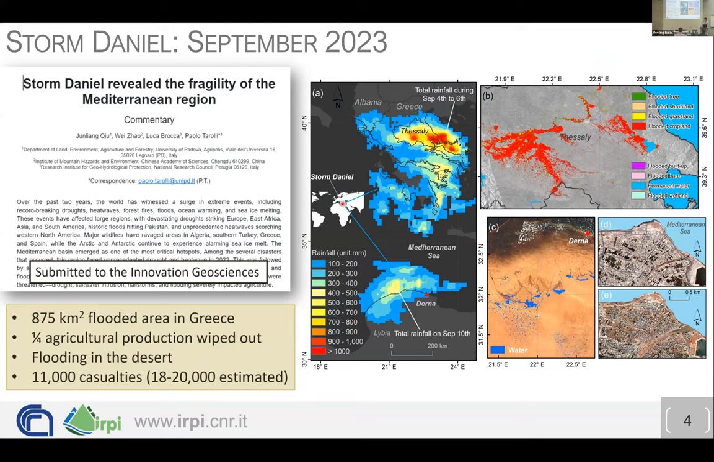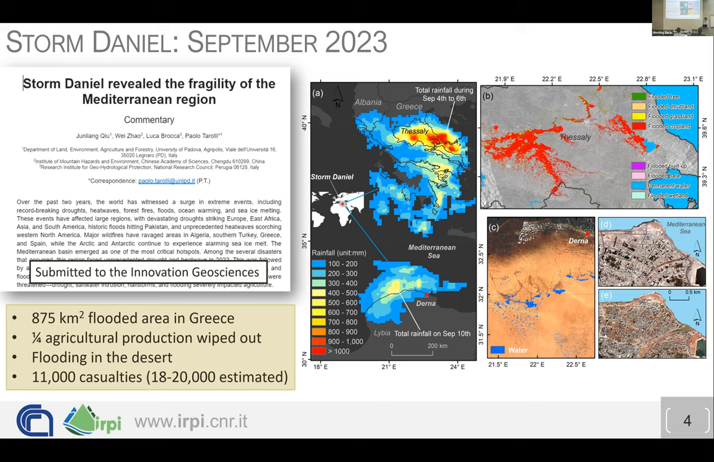But where are we now in terms of our capability to cope with extreme events? You all probably know Storm Daniel that happened last month in Greece and then in Libya. Actually, this is an event that, at least in terms of precipitation, never happened before. It was something like 1,000 millimeters in a couple of days for some locations in Greece. We have 1,000 square kilometers of flooded area.